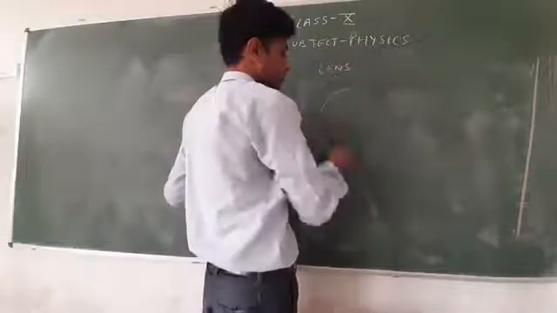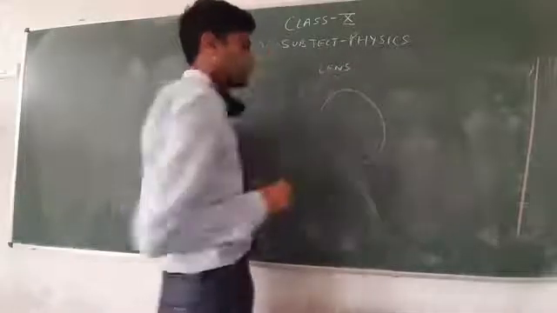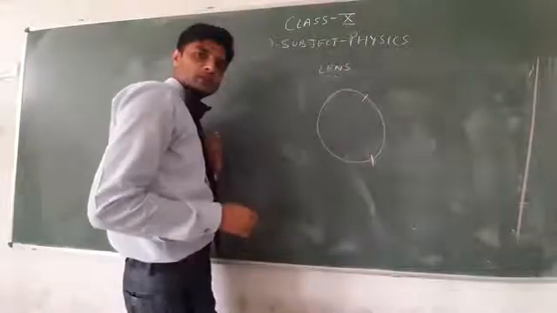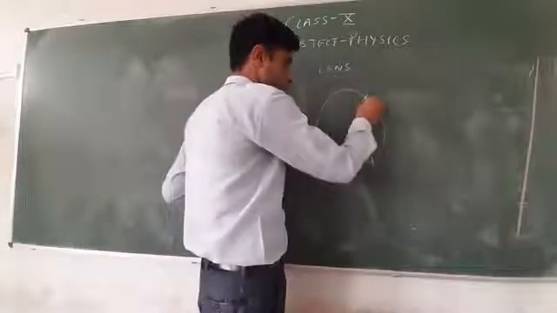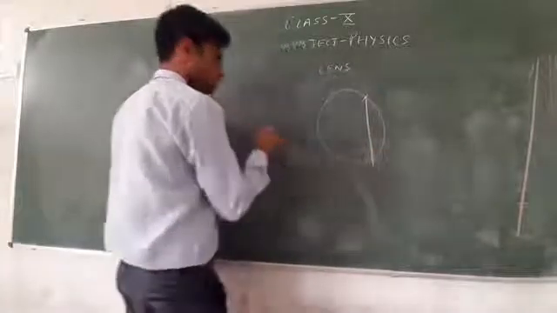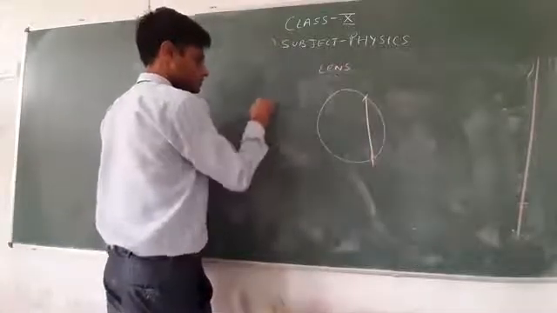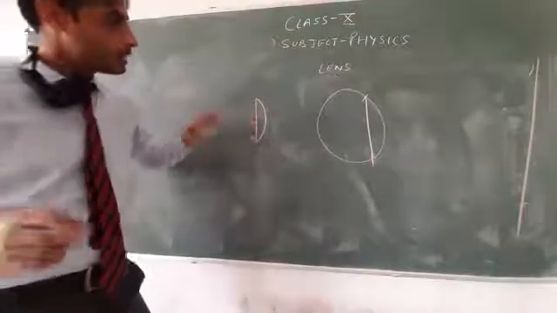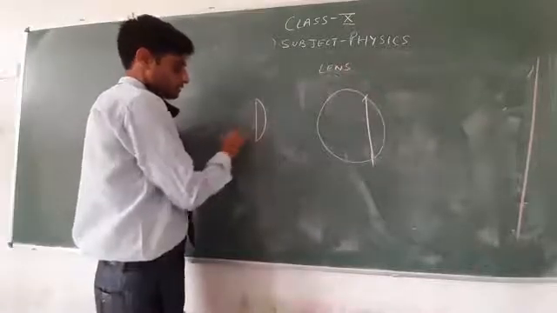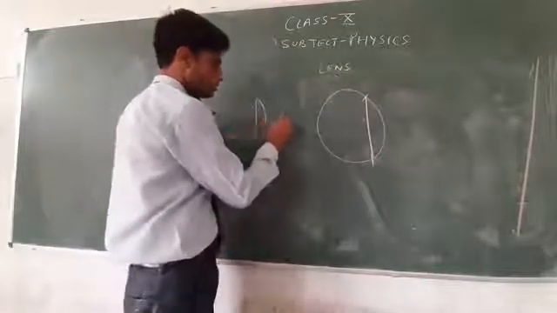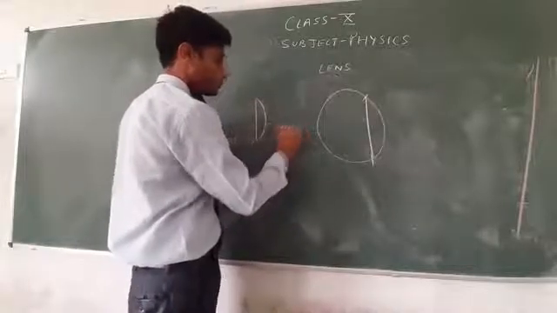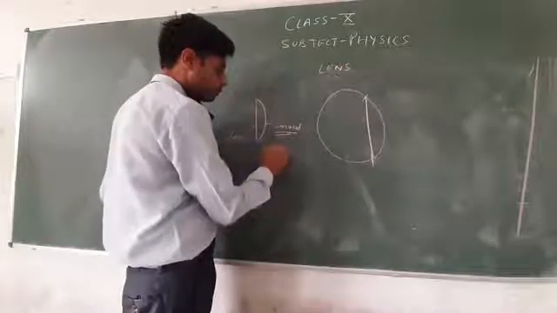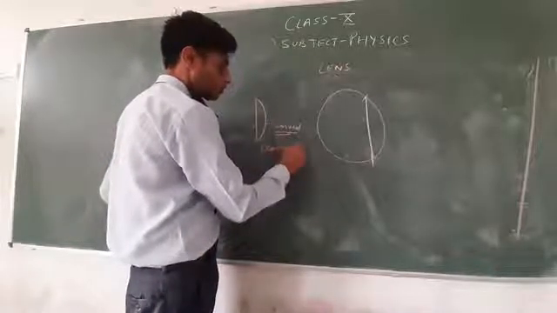Let this be a sphere of glass and one portion is cut like this. So then you can see it is like this. One side is plane and this side is curved. This is plane and this is curved. This is a lens, but this is known as a plano-convex lens.